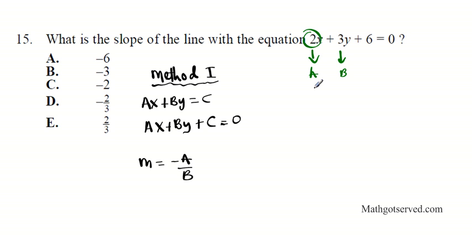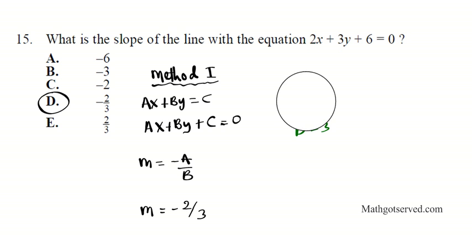Okay? So a is 2 and b is 3. So that simply tells us that the slope m is going to be negative 2 over 3. End of story, your answer is D. Alright? Okay, so this requires you identifying the correct form of the equation and knowing this formula.